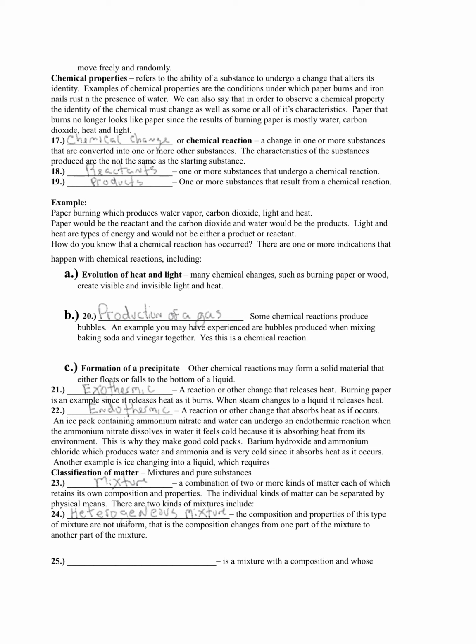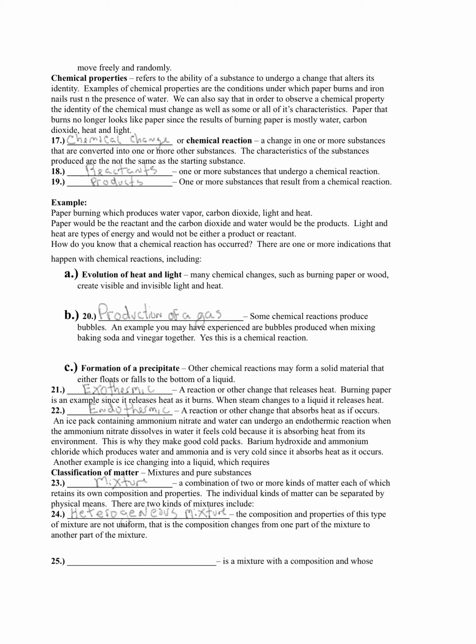Examples of chemical properties are the conditions under which paper burns. So, for instance, how much oxygen does it require? What temperature does it need to be in? And paper burns, and iron nails rust in the presence of water. So if you take iron nails and you wet them and you expose them to air as well, they'll rust. That's actually a chemical reaction. You convert some of the iron into iron oxide, so iron and oxygen.